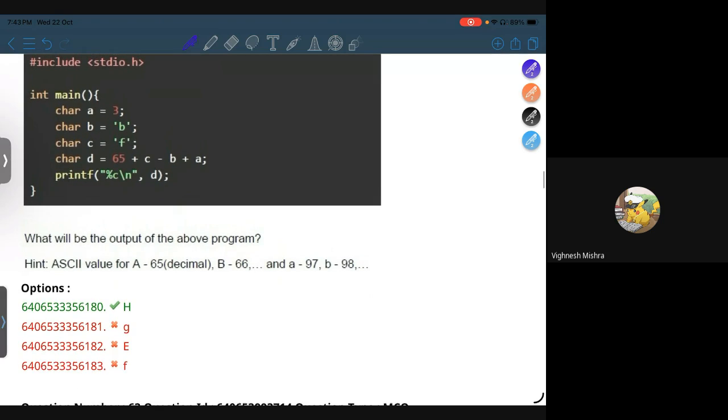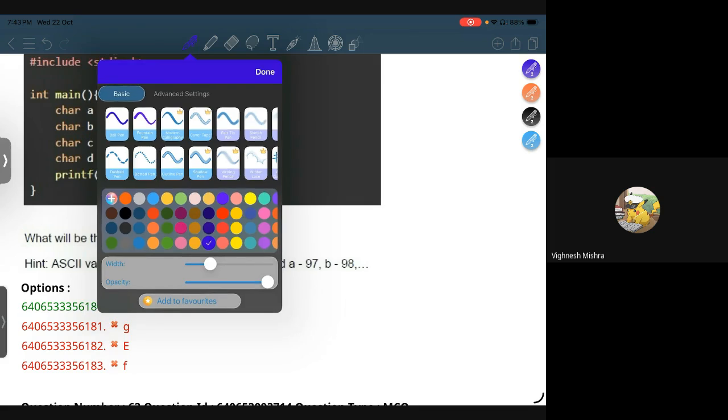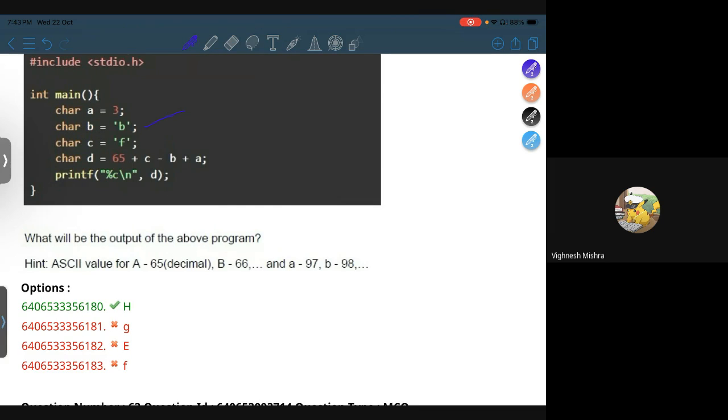Then what will be the output of this program? So A is equal to 3, B is equal to B, which is 66, A is 3, which is some variable, and C is F, which is, oh wait, these are small. So this is your 98. B, C, so 98, 99. So this is 102.